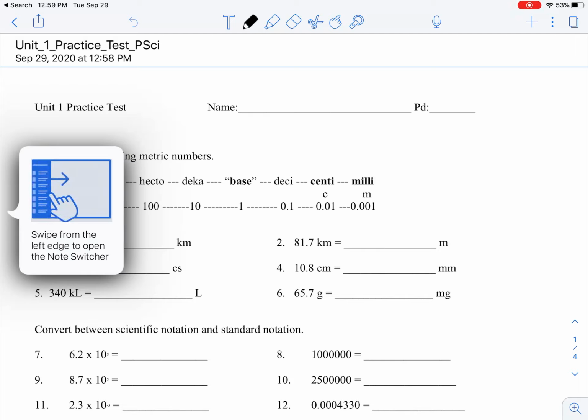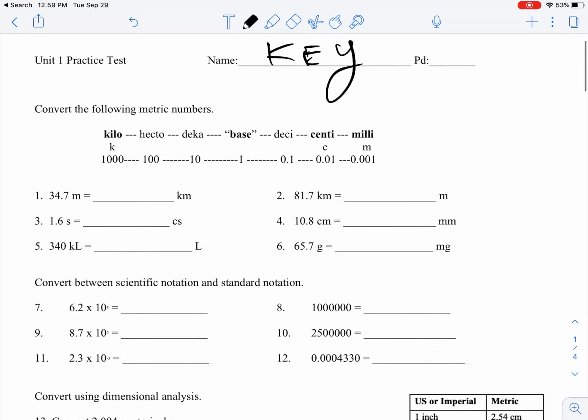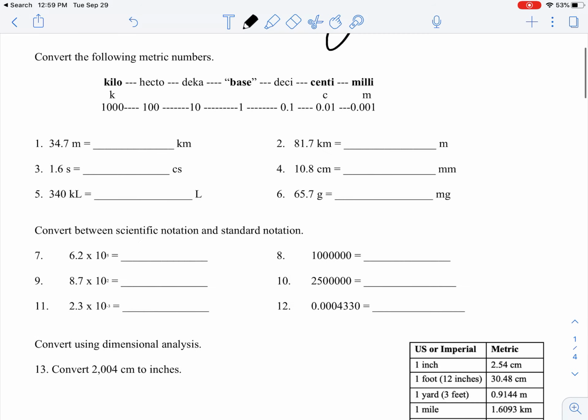About you. So this is going to be the key, just so you know. I'm going to try to write as little as possible, just so my pen doesn't make the clickety-clackety noise.